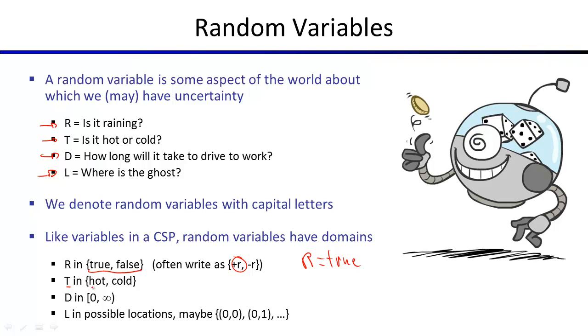The domain for temperature could be hot, cold. The domain for how long it will take to drive to work could be a continuous domain from 0 through infinity. Locations for the ghost would be pairs of coordinates in that grid, and so forth. In this class, we'll only deal with discrete random variables. Continuous random variables exist, but we're not going to consider them.